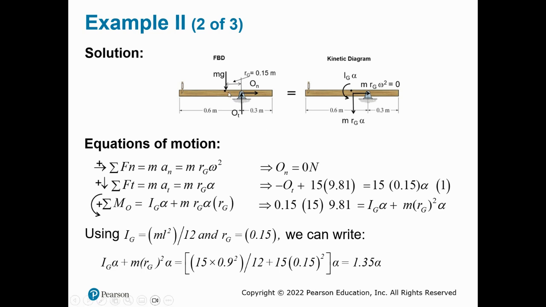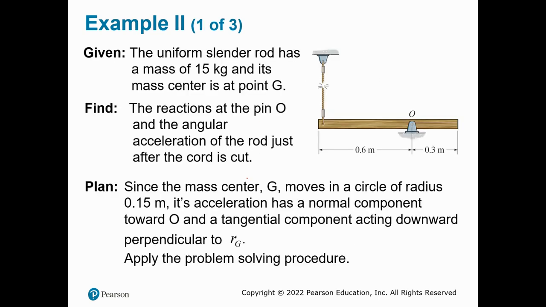r_G is the distance from the center of gravity, which is the middle of the rod, to the pin support at O. That's where that 0.15 comes from. If you don't see it, this portion from here to here, and then the total distance is 0.6, and this distance that the arrow is pointing to is 0.15. Okay.